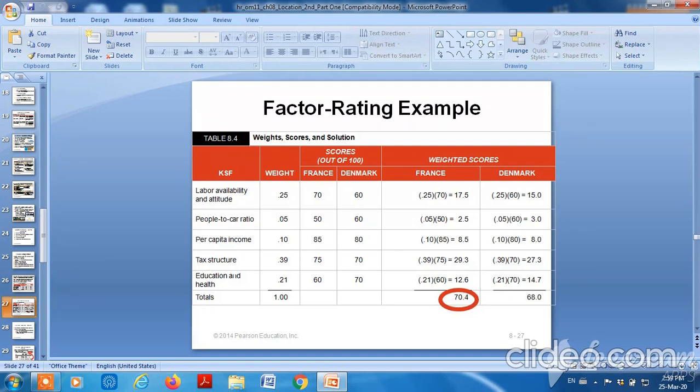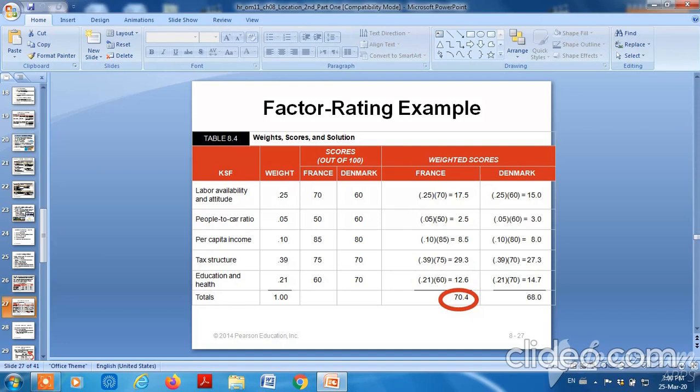And at the end of this table you find the total. There are the weights and you have to note them. The weights must equal 1. And there are the scores out of 100 for both sites, both locations, France and Denmark. So, there is the weighted score for France and weighted score for Denmark. To get these weighted scores for the two locations, you have to multiply the weight of the factor by the score determined for the location.